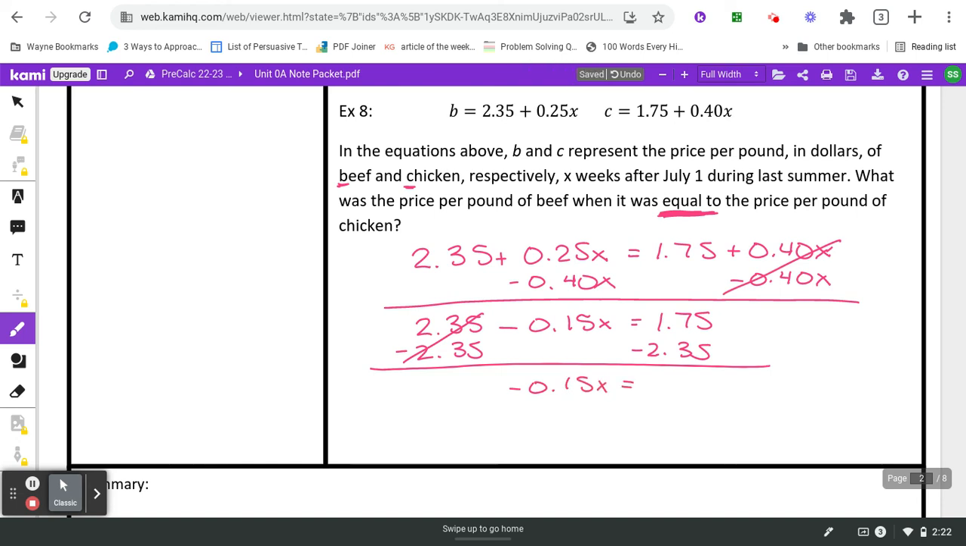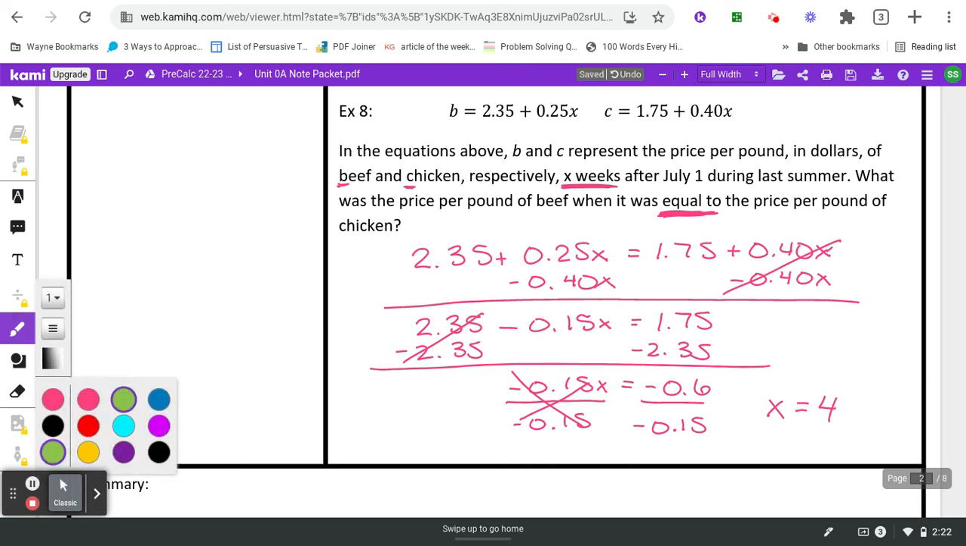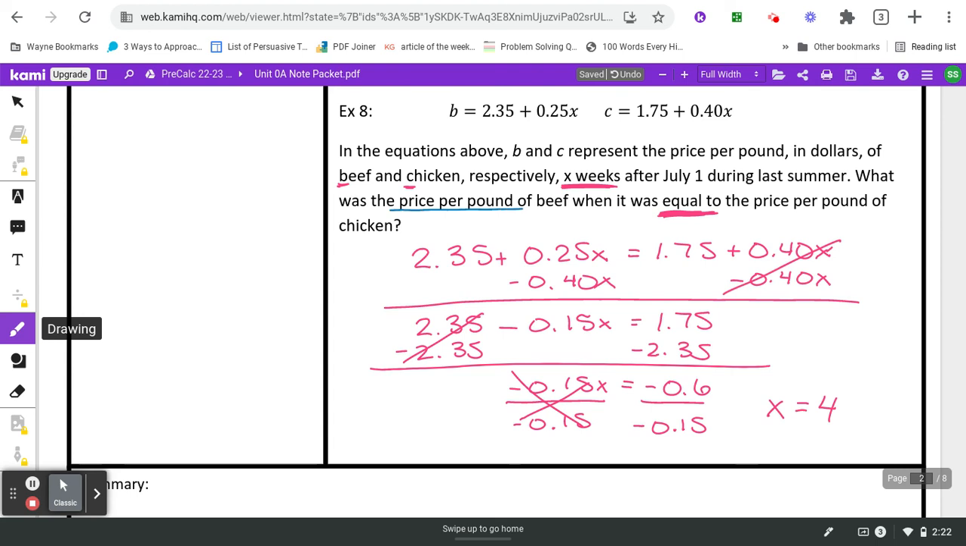Definitely using a calculator for this part. And then always divide by the number in front of the X. Again, typing that into my calculator. To get X equals 4. Now the X is 4, that's the number of weeks, the X weeks, but they actually, for the answer, want the price. What was the price per pound of beef when it was equal to the price per pound of chicken? So we're going to take our 4 and we're going to plug it right in here.